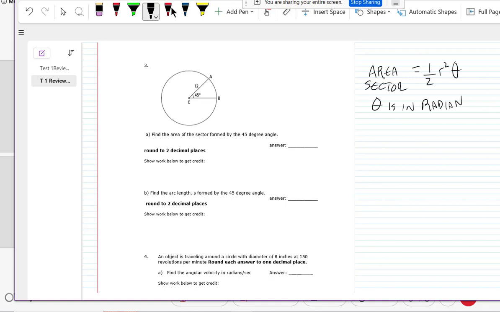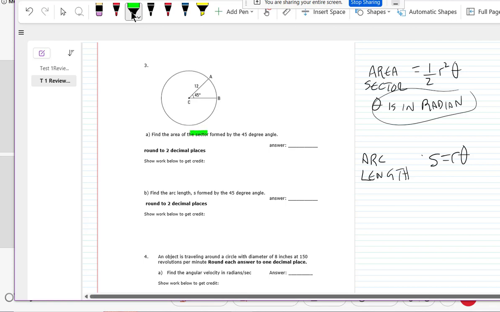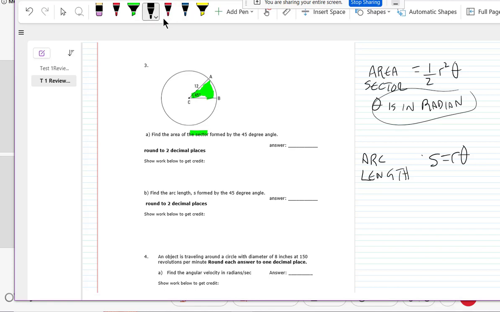Right? The other thing we have is the arc length formula, which I will give you, is S equals R times theta. And again, theta has to be in radians. So you're taking this circle, and what you're doing is asking for the area of the sector. You're looking at this little thing here. It's like a piece of pizza. You're looking at the area of that sector right here. So the first thing you have to do is convert this to radians.